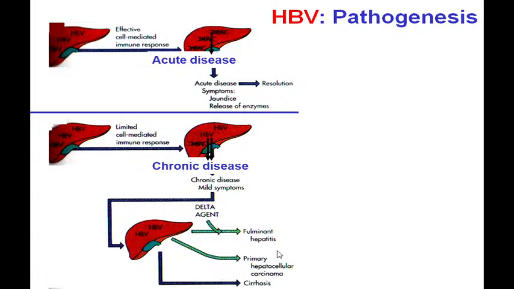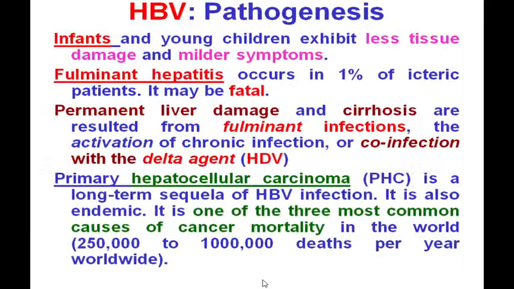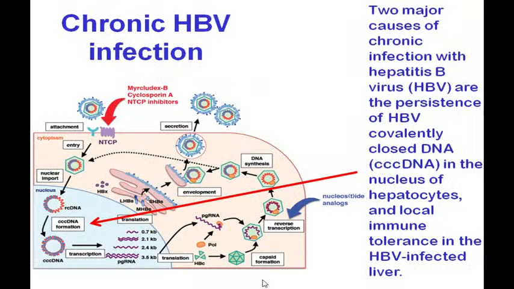So most probable result is fulminant hepatitis or with liver necrosis and very severe symptoms, and most probably the disease is lethal. Or it still may progress to primary hepatocellular carcinoma or cirrhosis. That is the result of pathogenesis. We have discussed it.